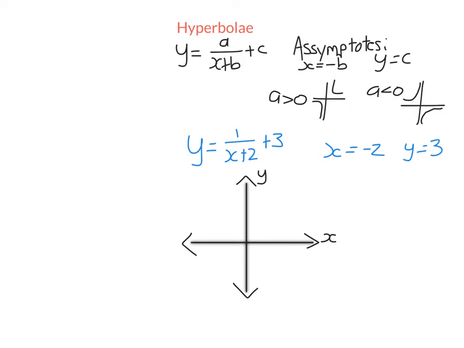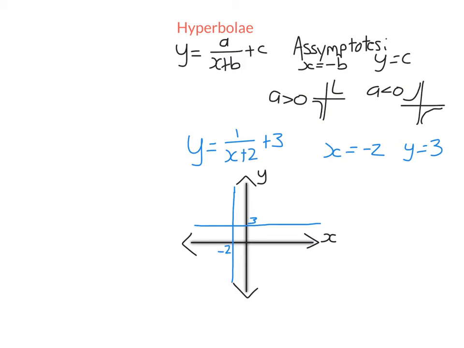So let's graph these asymptotes. x equals minus 2 is a vertical line through minus 2. This is not the graph of the hyperbola, this is an asymptote. The graph can never hit that line. Similarly, y equals 3 is an asymptote. It's perfectly horizontal. The hyperbola can never hit this horizontal line either.